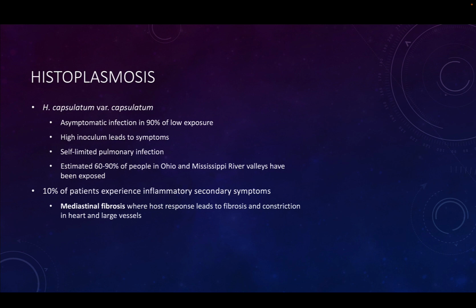Rarely, patients can experience secondary symptoms that are really highly inflammatory. So you can have a type of fibrosis response where you have constriction of the heart and large vessels. That's something that you as the clinician might want to look out for. And again, super rare, 1 in 100,000 patients will develop progressive pulmonary disease. So I guess we look at it as the cost benefit, right? People on the East Coast, there's a couple of different fungi they can be exposed to, but those 2 fungi are less virulent than the one on the West Coast.